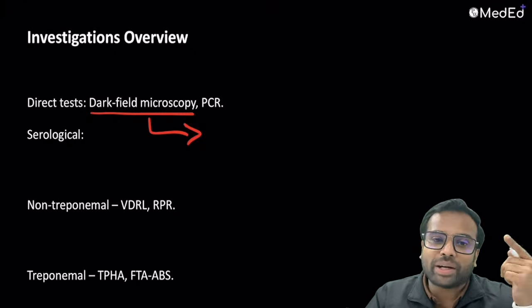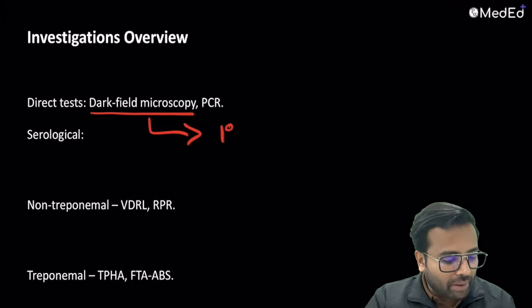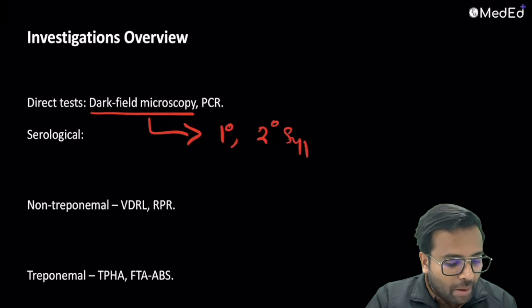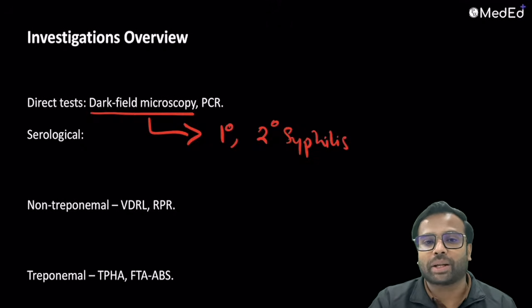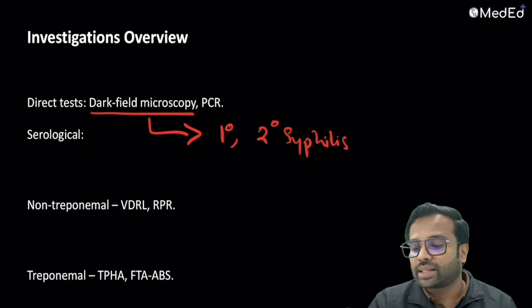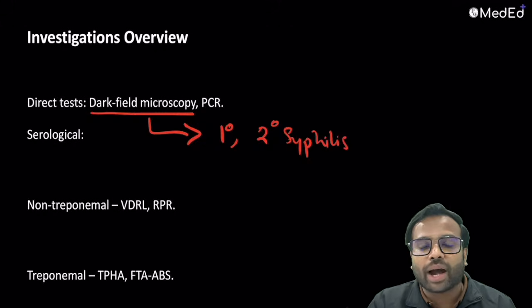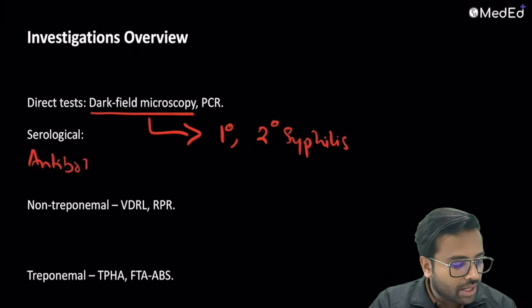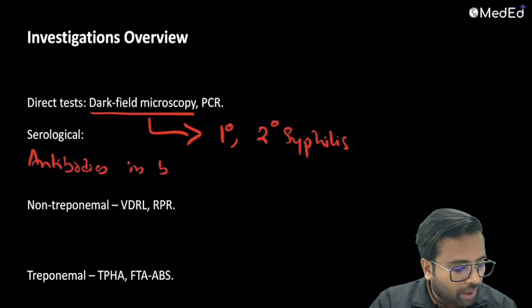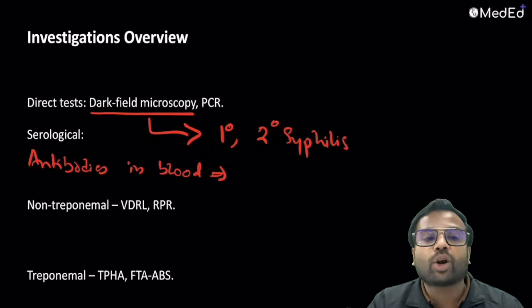So please remember, dark field microscopy जो है, this is done in primary syphilis as well as in secondary syphilis, but not in all types of secondary syphilis. I'll come to that in some time. And the second option is that some of the investigation that we can do is to check the antibodies in blood. So जो antibodies in blood, this is what we call a serological test.